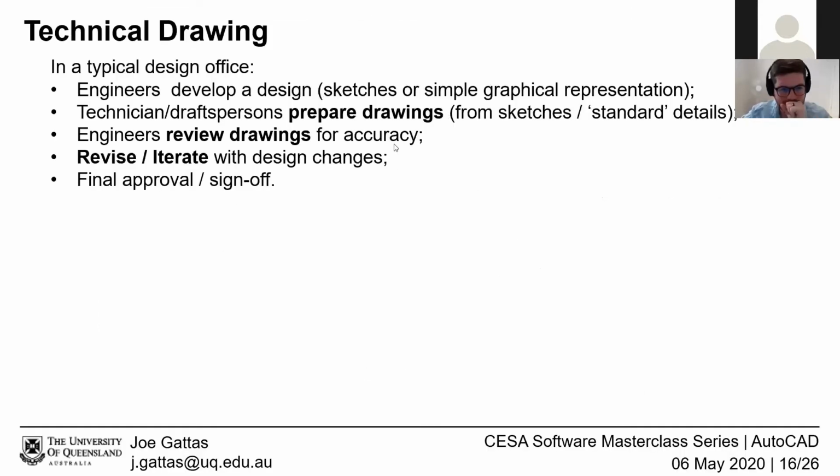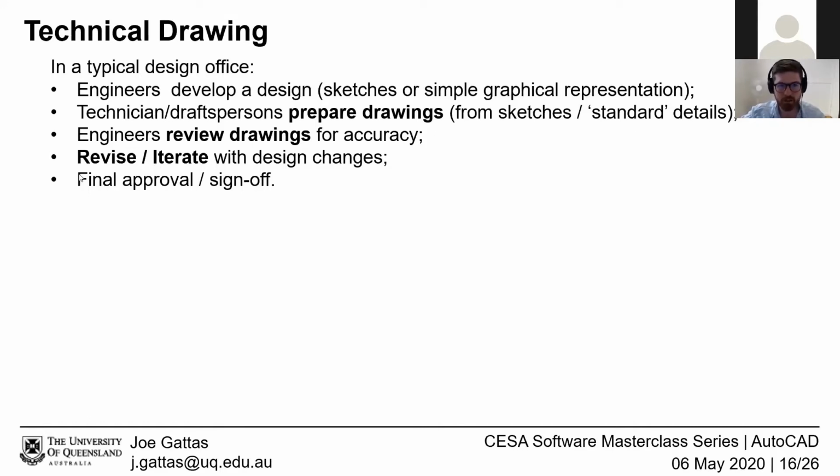Right. So this is a summary of the overall process. If you're an engineer sitting in an office, you develop a base design. Typically, this is sketches or just a simple graphical representation. The draftsperson in the office will prepare an initial pass of the drawings. Then that will be iterated.